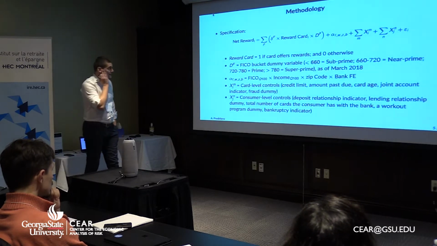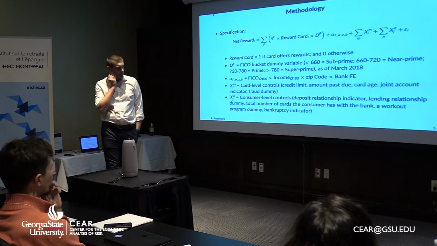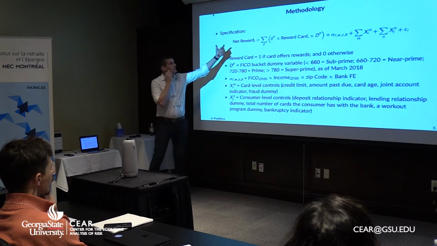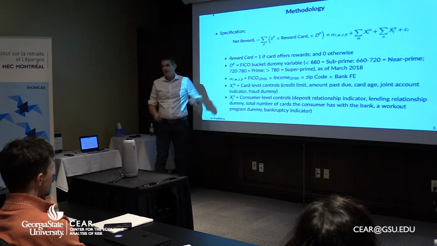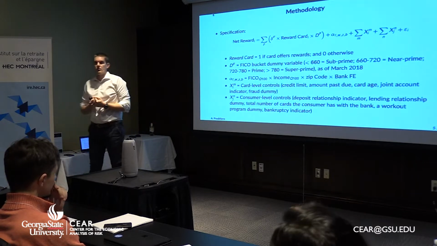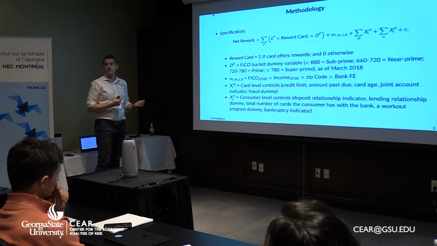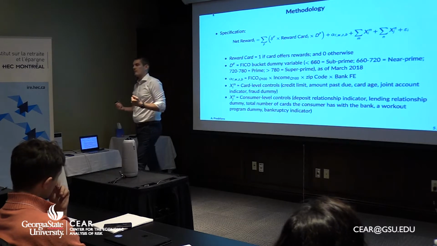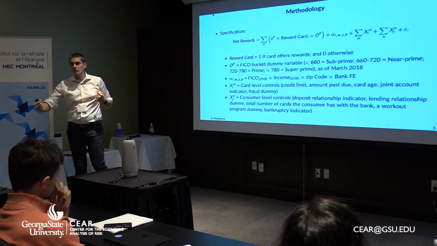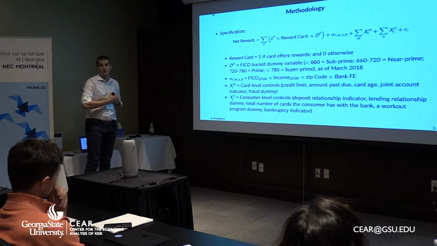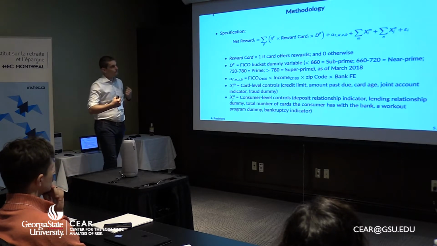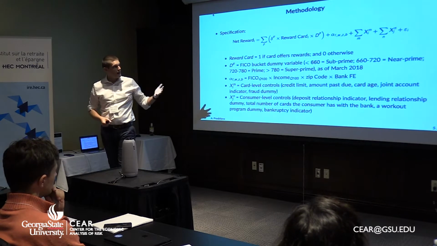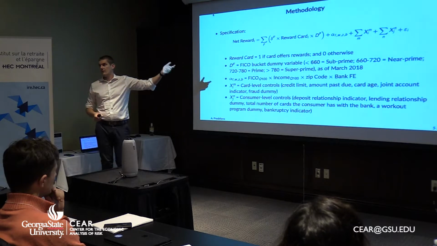So the first exercise, as I said, looks at the consumer perspective. What we care about is the distribution of net rewards. Net rewards would be a function of having a reward card versus a non-reward card, interacted with the FICO score. So basically we look at the distribution of net rewards along the FICO score, and then we control for cardholder characteristics, card characteristics, and a very granular set of fixed effects.